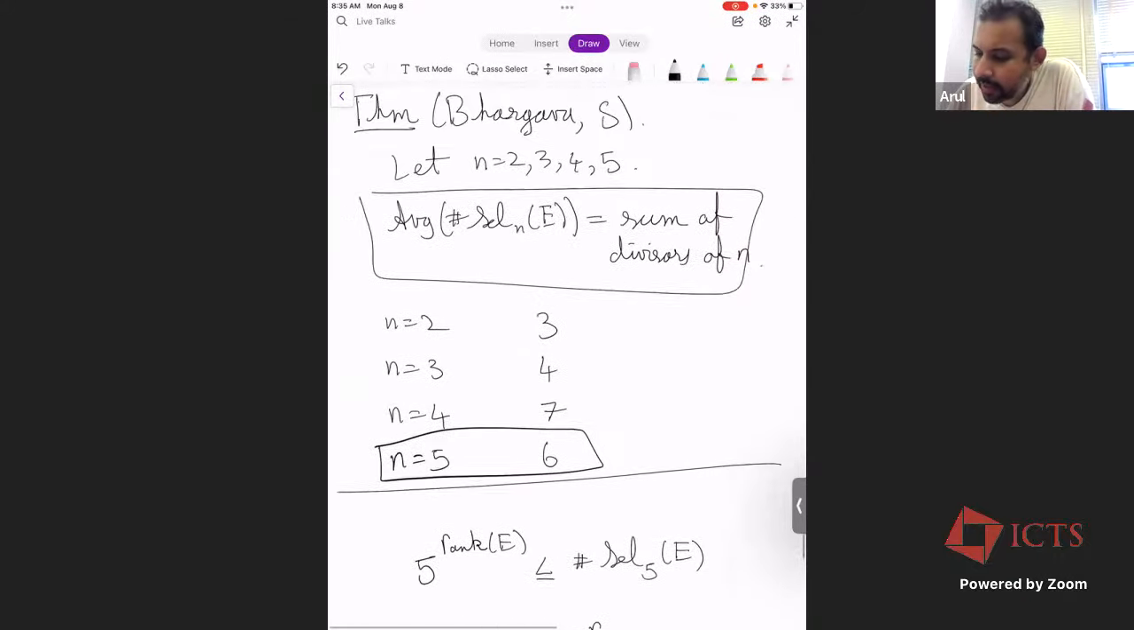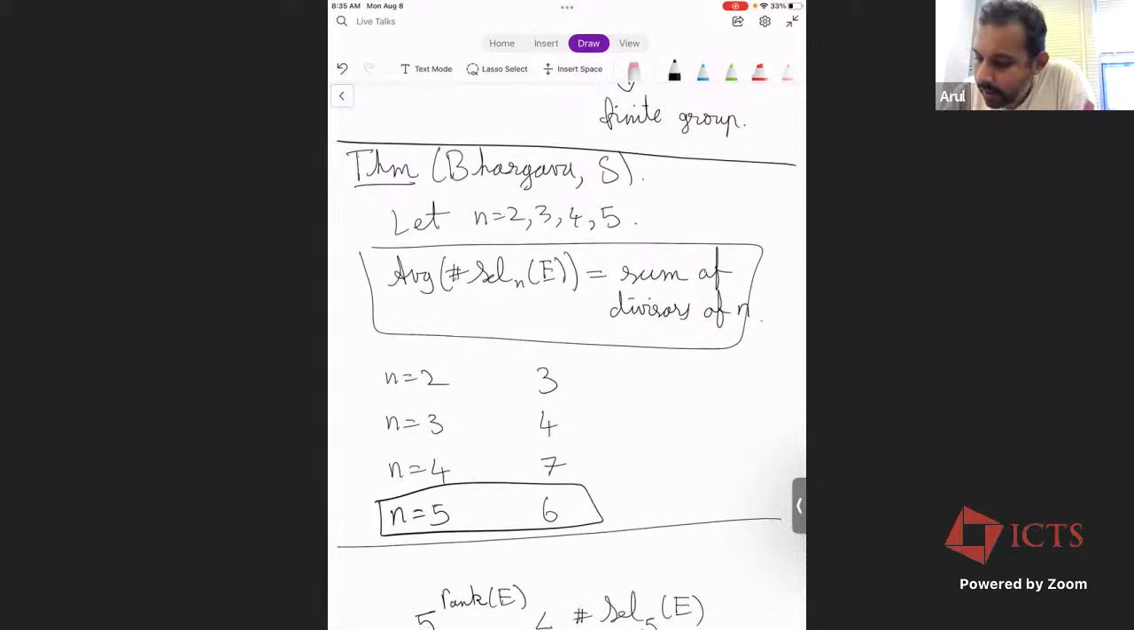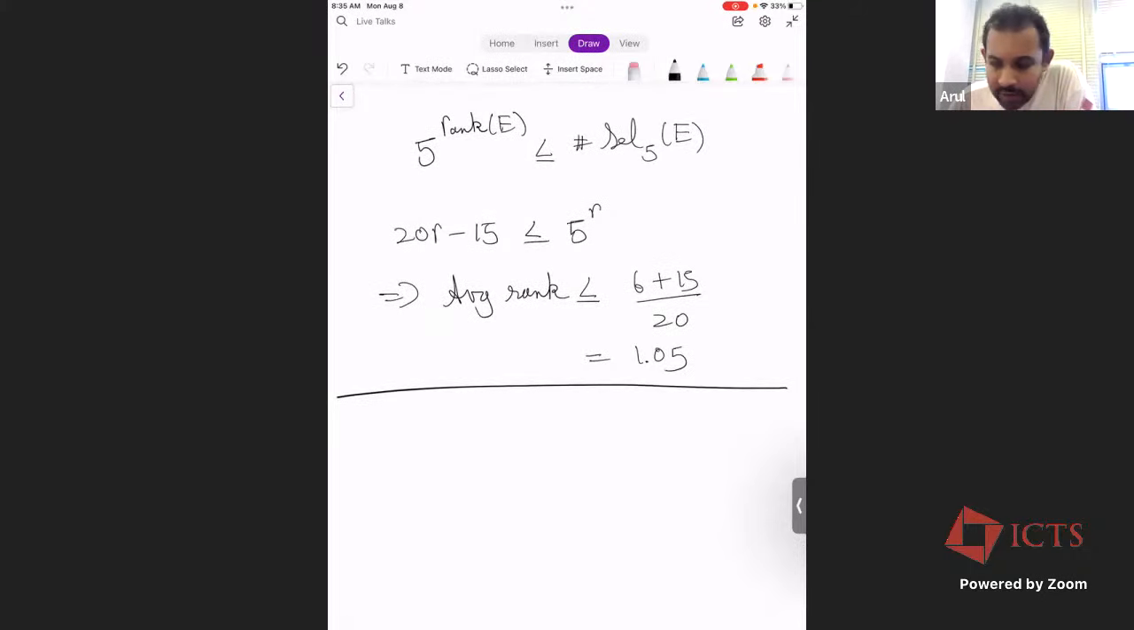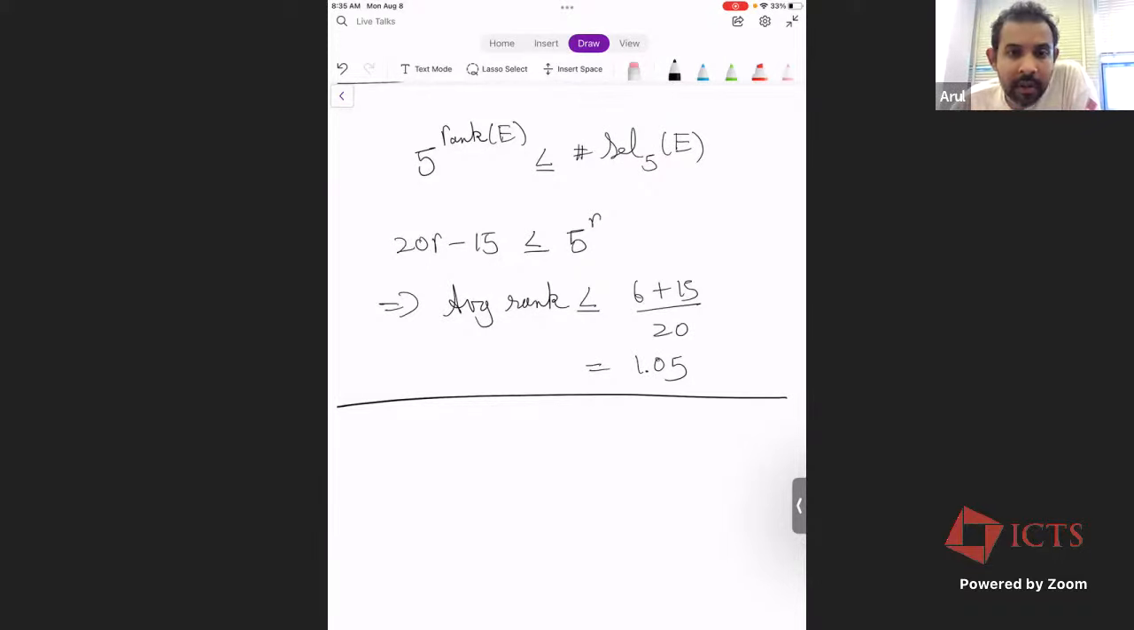The remainder of this series, in the next 3 lectures, we'll be talking about the proof of this theorem, about how to control the average sizes of these Selmer groups. However, for this talk, I want to talk about a few applications of the theorem. We've already seen that the average size of the 5-Selmer group allows us to bound the average rank by 1.05. But it turns out that we can improve this quite a bit. So here's how we're going to improve it.